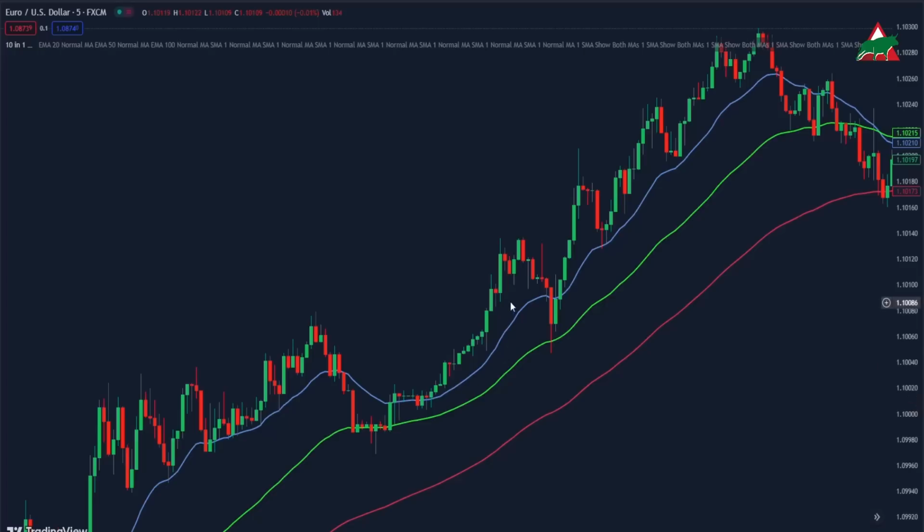In this chart, we have spotted an existing uptrend as shown by the 3 EMAs, all of which are heading upwards while the candles are above them.